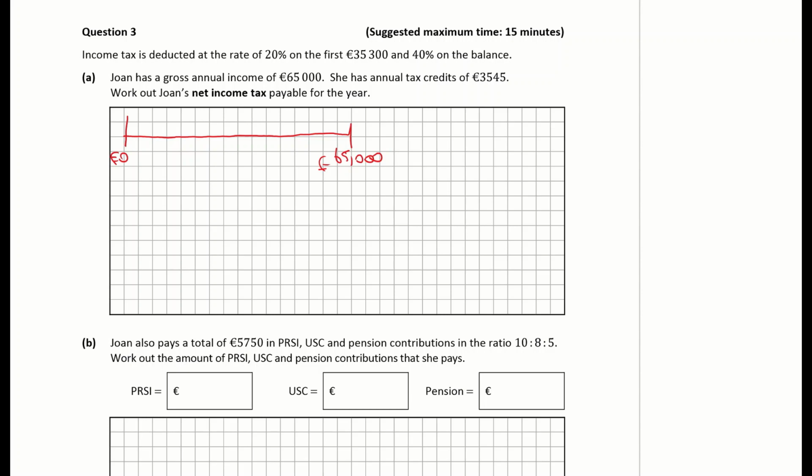So let's look at her pay scale again. So up to 65,000, the first 35,300, so we'll draw a line around here, is taxed at 20%. So I basically need to find 20% of 35,300. So that's the first thing I need to do. So I'm just going to put a little yellow beside that.